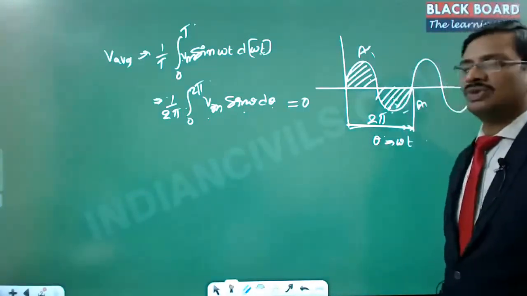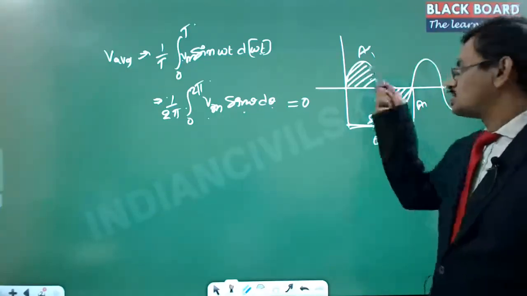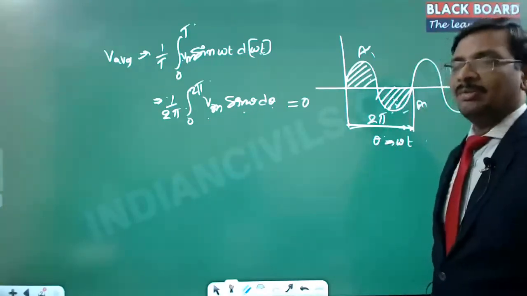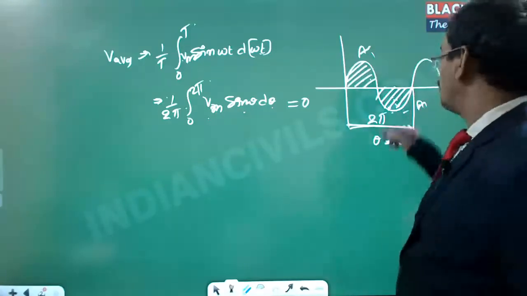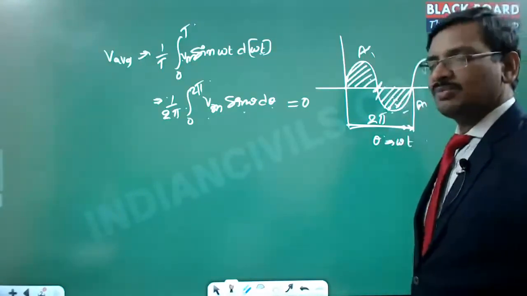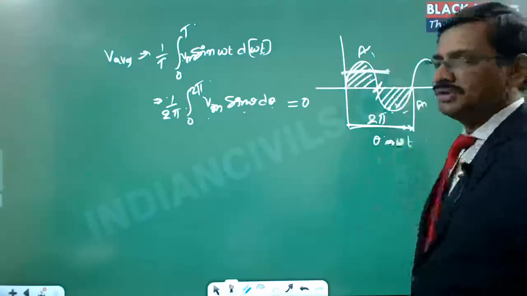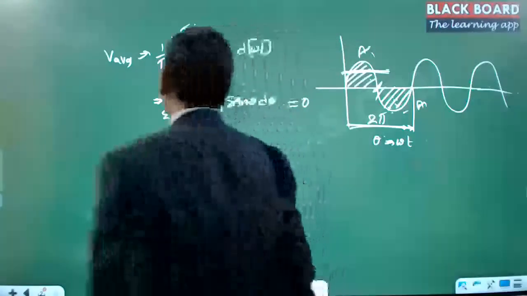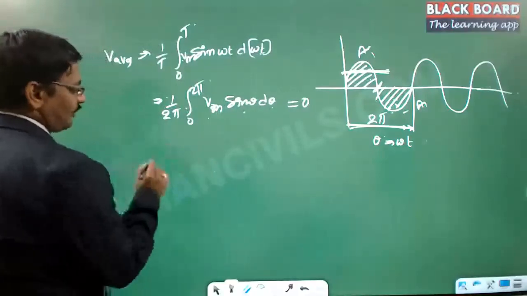So for AC, if you take the complete waveform, it will always be 0 because the positive area and negative area are one and the same. Because of that reason, for AC, we always talk about the half wave. So if you take half wave, then it will be the positive value. Then you will come up with some number which is the average here. Got it? So that is the reason when we calculate the average area, we have to calculate 1 by pi.